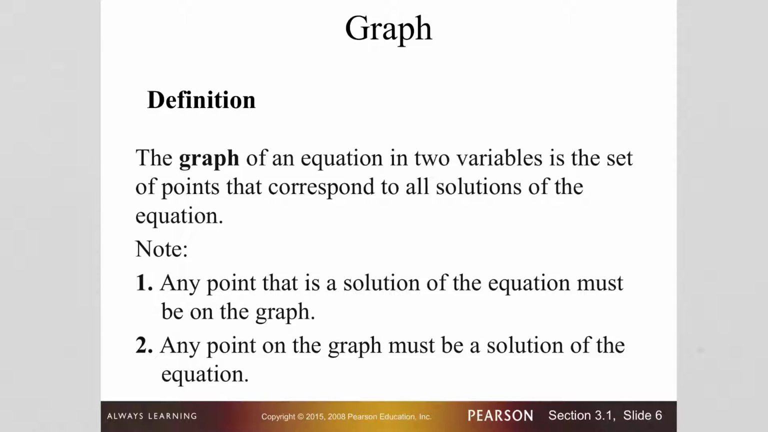They're talking about the graph of an equation being the set of points whose solutions lie on the line. If it's not a solution, it does not lie on the line of the graph. So any point that is a solution of the equation must be on the graph. That's number 1. Any point on the graph must be a solution of the equation. So it's just kind of the opposite, the reverse of that.